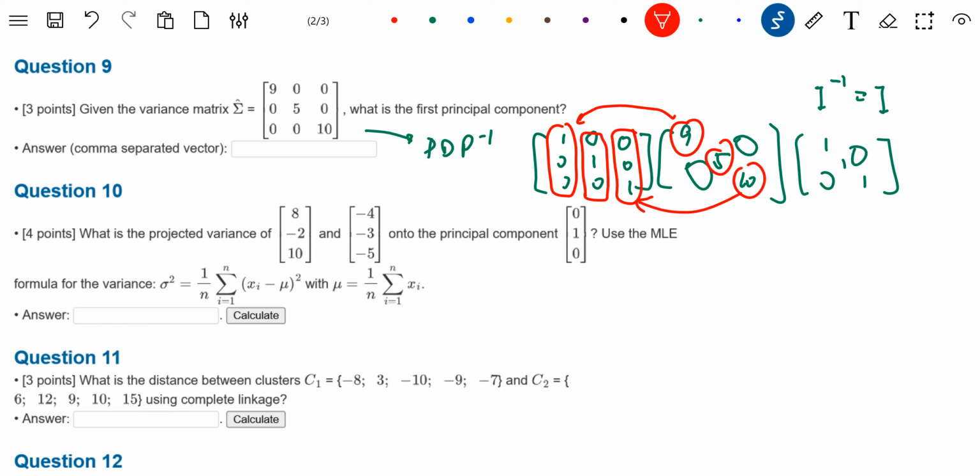So the next step, to find the first principal component, you find the largest eigenvalue. So 10 is the largest eigenvalue, and the corresponding eigenvector is 0, 0, 1. So that will be our principal component. So that's just 0, 0, 1.